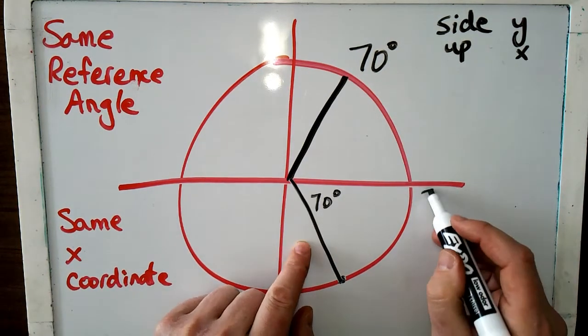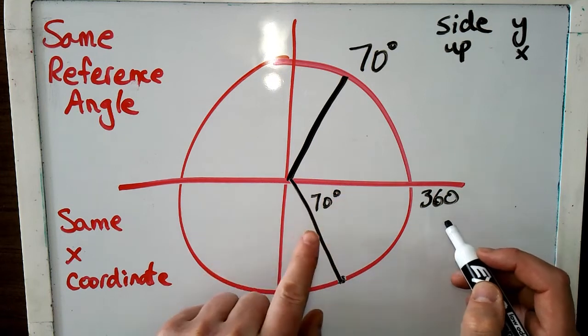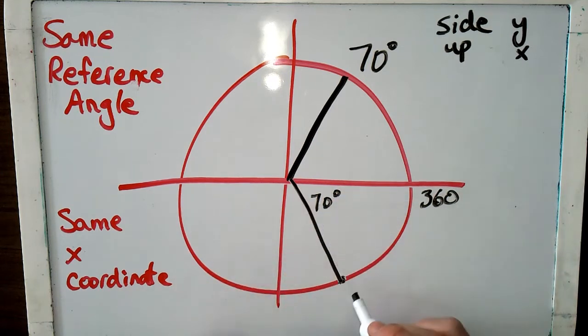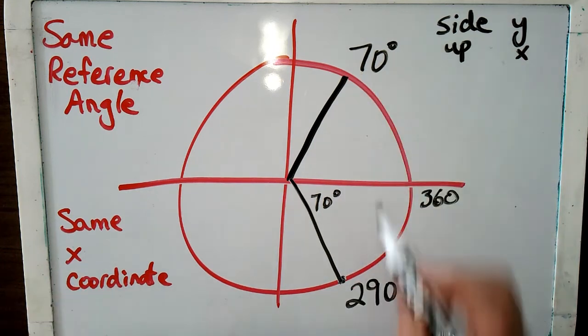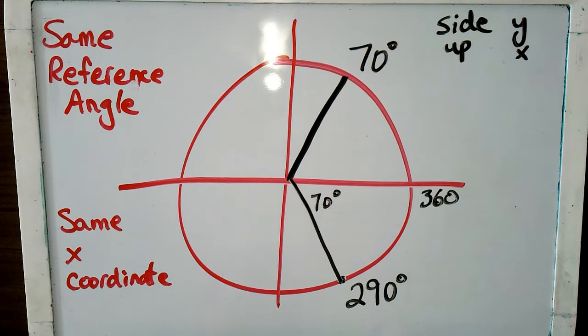So I know this is 360 up here, 70. So I'm going to subtract them and get 290. The reference angle is the same. The x coordinate is the same. Try the next two in the notes. Pause the video and then check your answers once you're done.